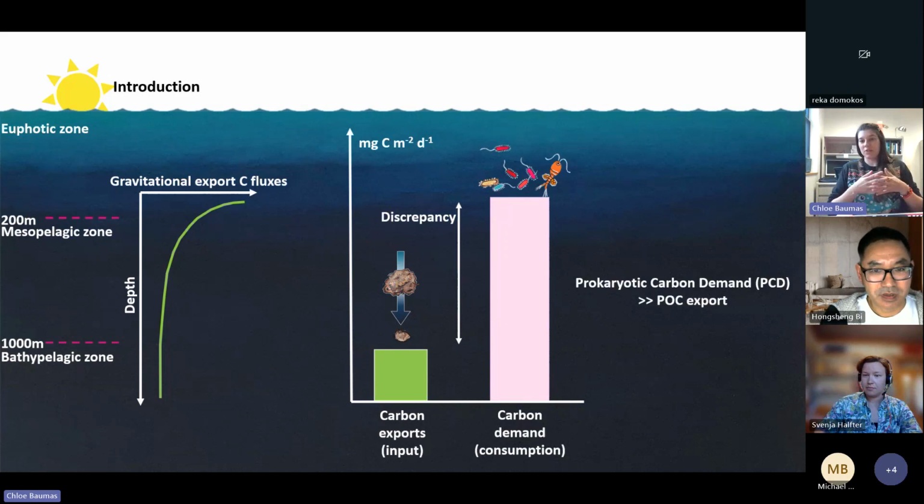And one phenomenon that illustrates these difficulties is the discrepancy between the carbon demand, which is in pink here, and the export of particles. By focusing only on prokaryotes, studies systematically show a difference between the two of a factor 2 to 4, which is impossible. You can't have more carbon used than carbon available, right?